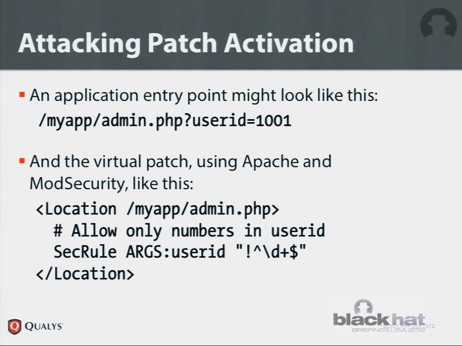And then within the location block, you have a number of rules that actually check the content. In this case, we have just one rule, which basically alerts if the contents that we're seeing in the user ID field is not a number. So what we're doing is whitelisting. We don't care what attacks are possible. We're going to reject any request that doesn't conform to our requirements.